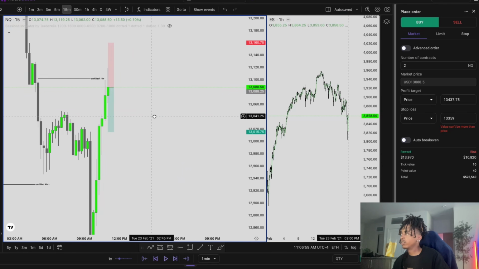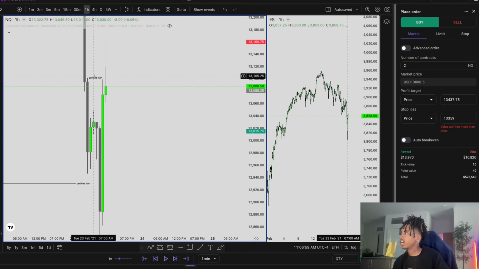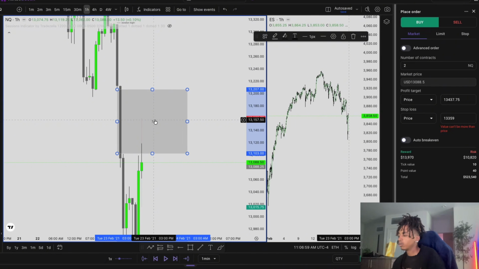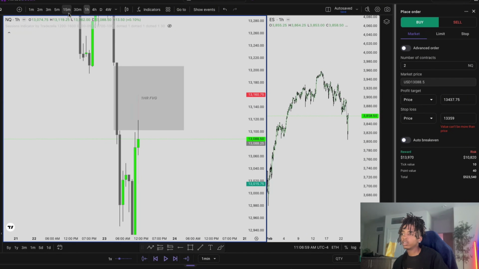Equal, I mean, New York AM weight got tapped into as well. Want to see us somewhat reject this hourly that we just tapped into as well. I do like this play. What I'll do is I'll just mark this out right here. Boom, 1 hour FVG.